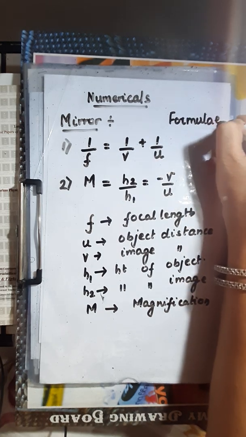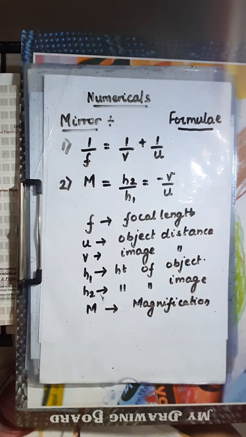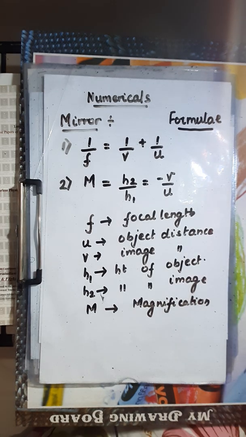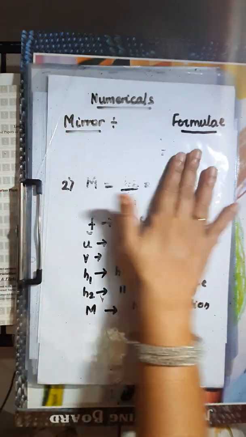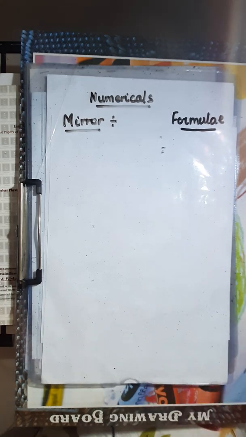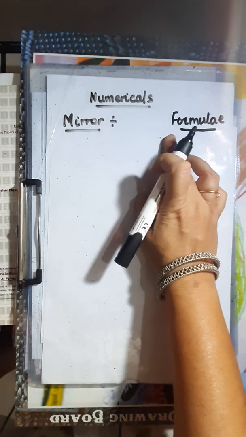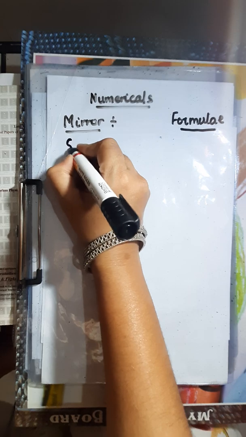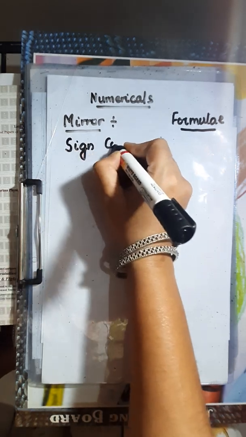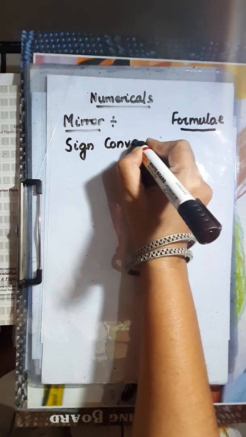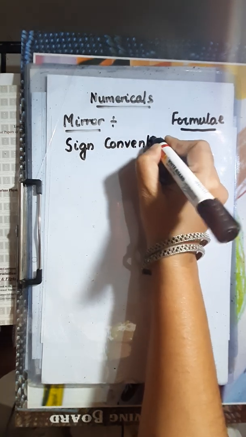Now after learning the formulae, let us do the sign conventions. Very important how to do the sign conventions. This year we are going to study only mirror. Next year we are going to do lenses, right? Okay, so for mirror, now the next is sign convention. We had studied the sign conventions, but now I'm going to teach you some shortcuts here.